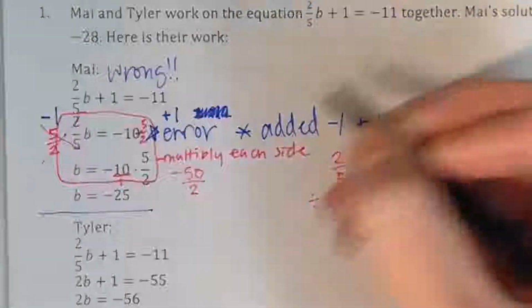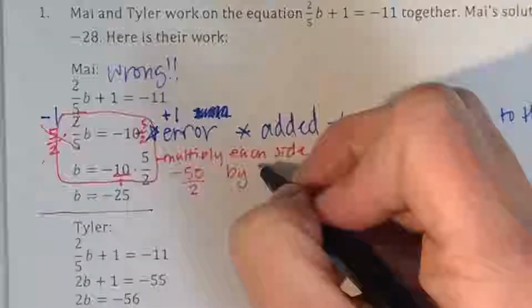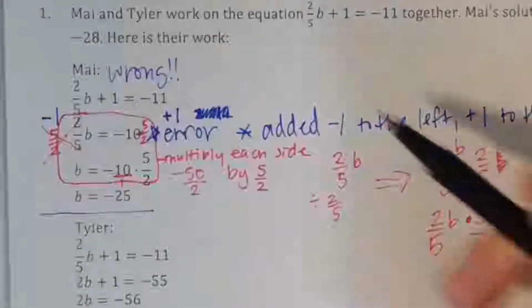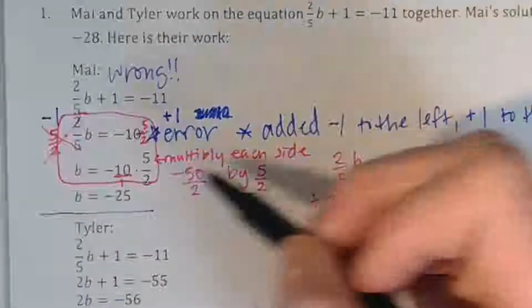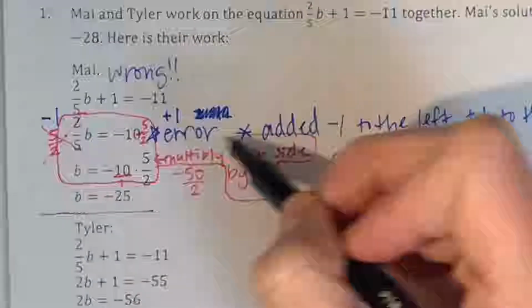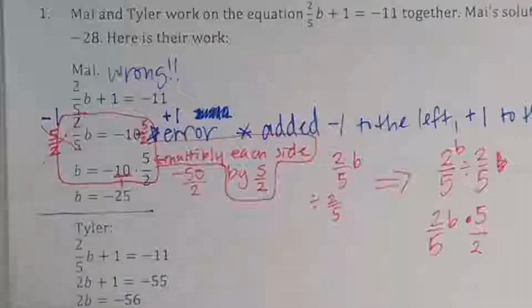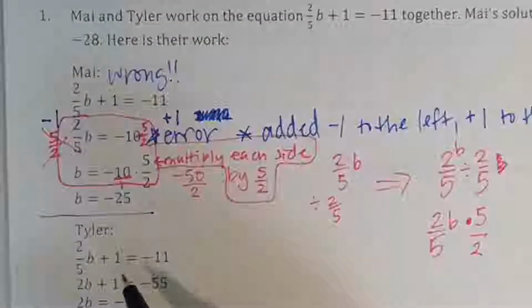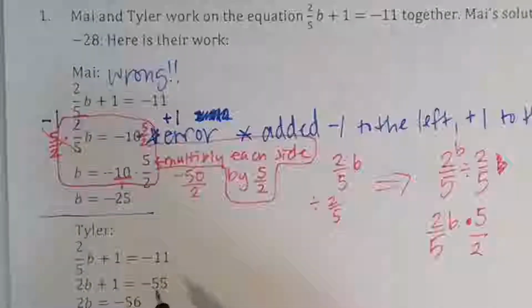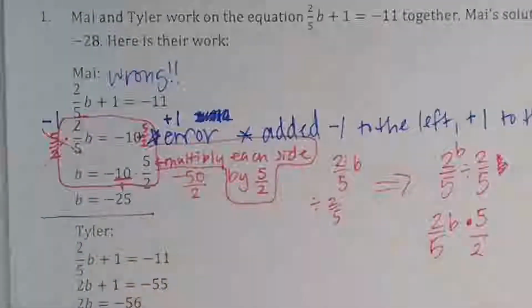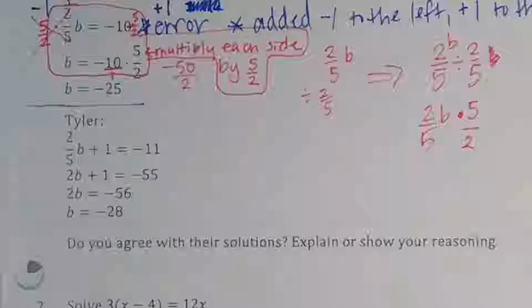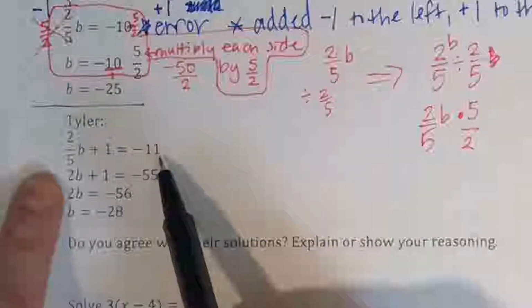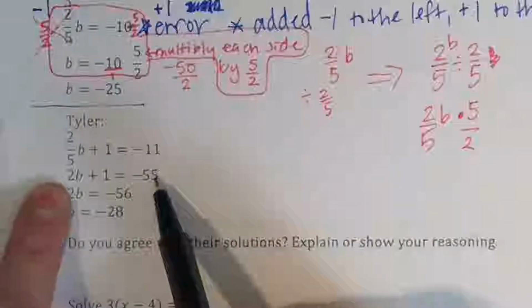She multiplied each side by 5/2 is all she did on this step. And there's nothing wrong with that. But be aware that this is a possibility. You're not always going to get a perfect little number over as a coefficient over here. So be very careful. Let's look at Tyler's work. All right, so Tyler started with the same equation, and let's see what he did for his first step.